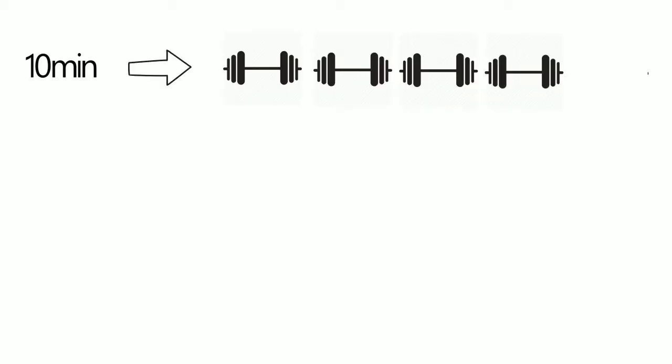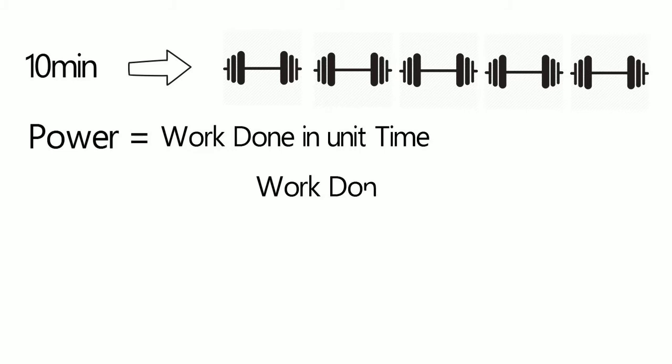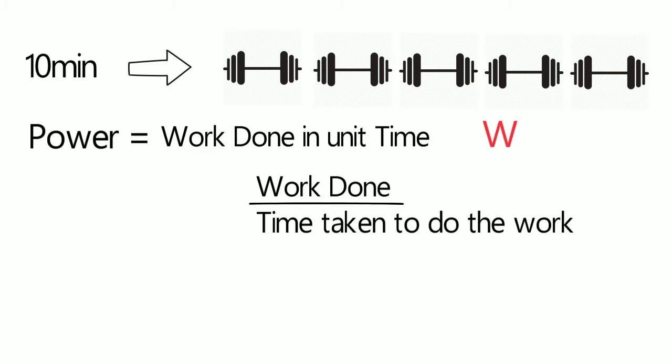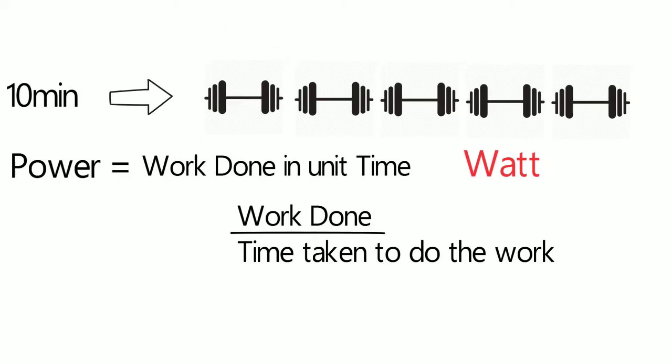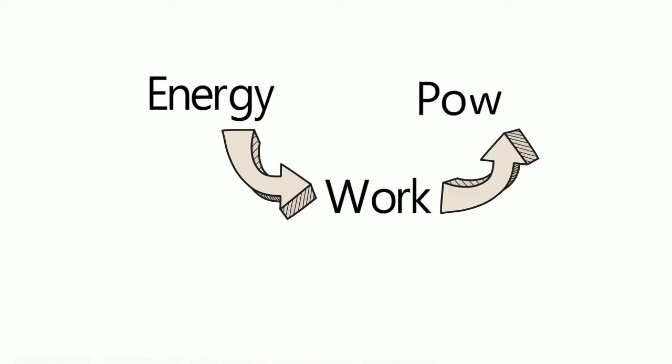After the contest, the result for the contestant was that in 10 minutes he moved 5 weights. This is the power, which means how much work was done in a unit time. Power equals work done divided by time taken to do the work. The unit of power is watt. Now we know the relationship between energy, work and power.